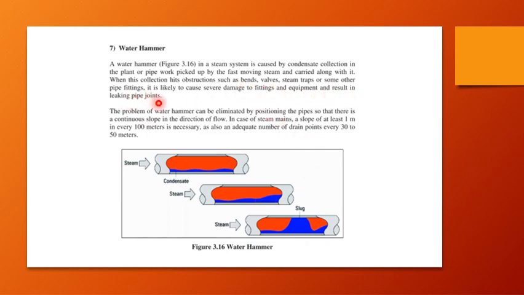So these are the reasons why a lot of failures happen with the equipment, with the valves, or you can say also with the steam traps. So when you install the steam traps, before installing you should keep in mind that the steam line that has been designed has some slope, and a slope of at least 1 meter in every 100 meters is necessary. So this is also very important to avoid the water hammering problem, friends.